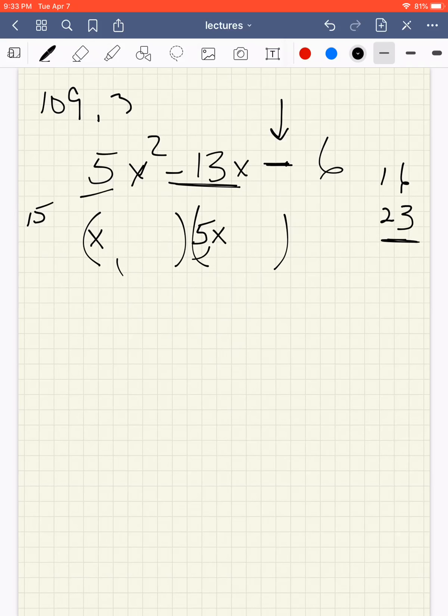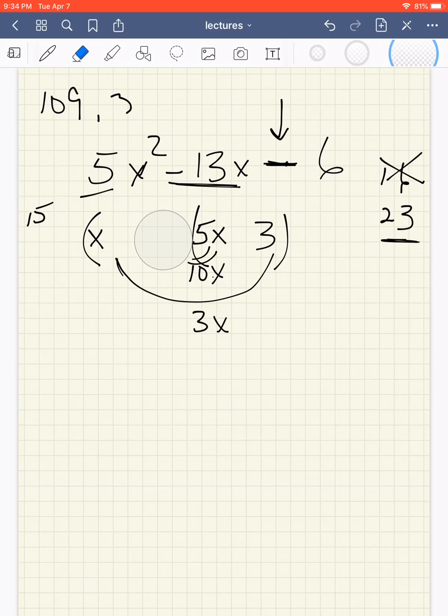And we'll try, we could put 6 here and 1 here, but then that would be 30, and that's way too big. So we're not going to use 1 and 6 at all. So we could put 2 here and 3 here, and that would be 3x, and that would be 10x. Well, you might think it would work, but remember these have to subtract. And 10 minus 3 or 3 minus 10 is not going to be negative 13. So it can't be that, but it might be the other way around. Well, it's going to have to be the other way around.